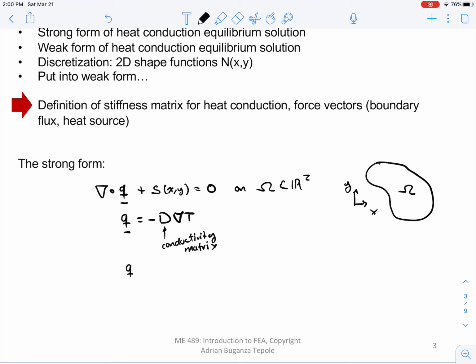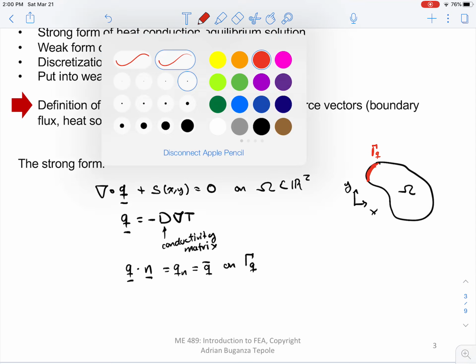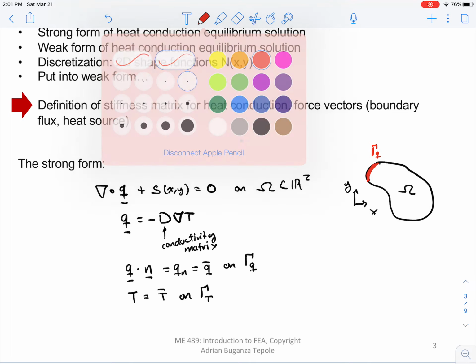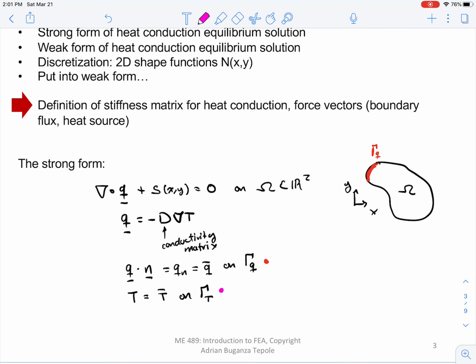And then we have boundary conditions. So we have the natural boundary conditions, q dot n equals some value q bar on the boundary. We're going to call that gamma q, and that's where we know the flux. And then there's another type of boundary condition, which is we know the temperature equals T bar on some other portion of the boundary, which we're going to call gamma T. And so whatever it is, there's only those two options. Either you have an essential boundary condition or a natural boundary condition. This is the essential boundary condition because we know the temperature, and this is the natural boundary condition because we know the flux at the boundary.